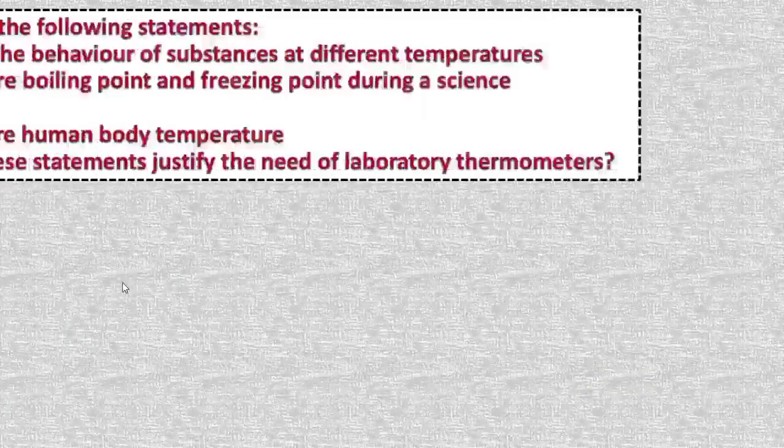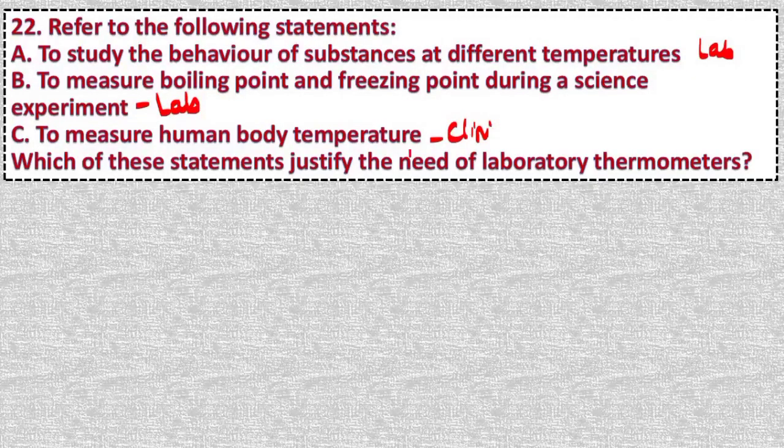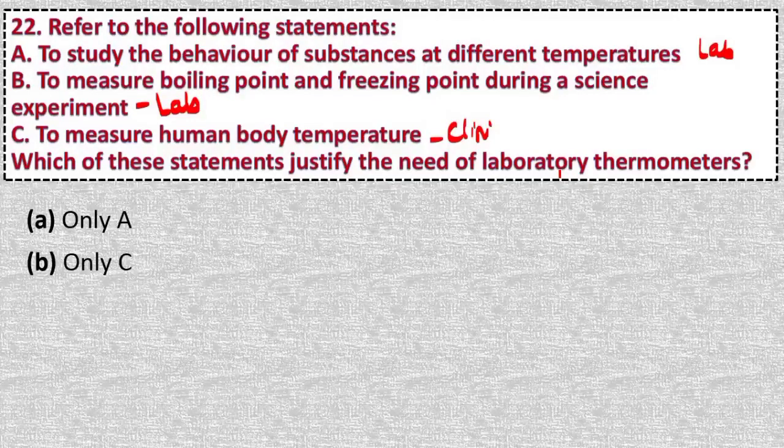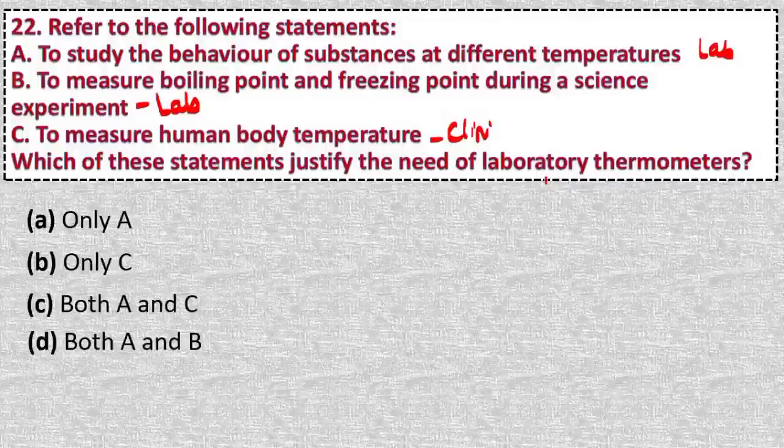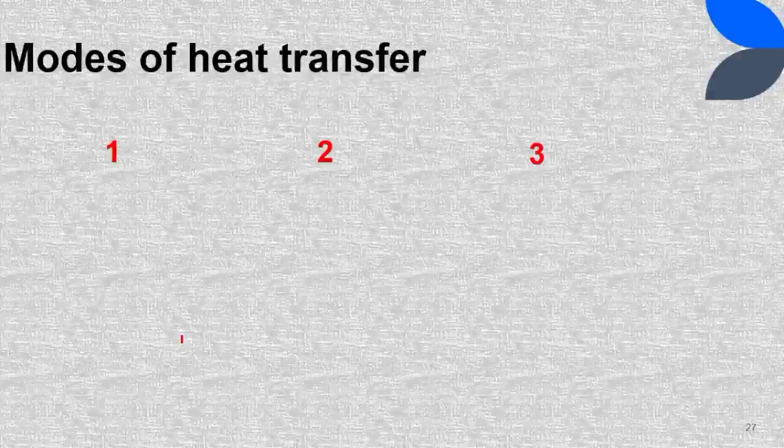Here is the next question. Refer to the following statements to study the behavior of substances at different temperatures, to measure the boiling point and freezing point during a science experiment, and to measure the human body temperature. Which of these statements justify the need of a laboratory thermometer? We know that the behavior of substances can be studied by a laboratory thermometer, boiling point can be measured by using the laboratory thermometer, and human body temperature can be measured by a clinical thermometer. The correct answer is option D. Both A and B can be measured by using a laboratory thermometer.